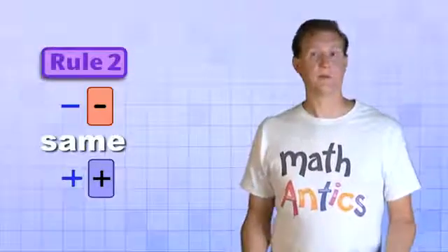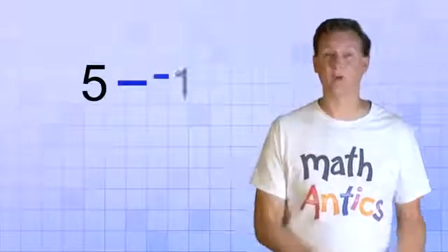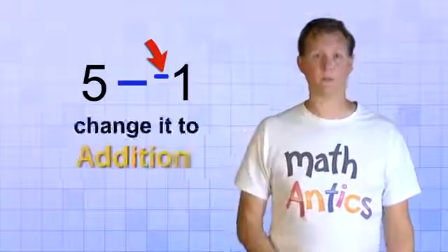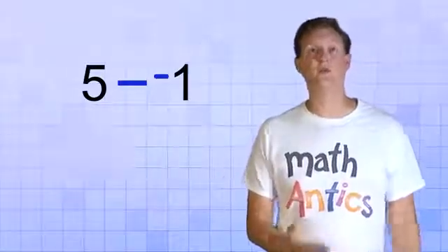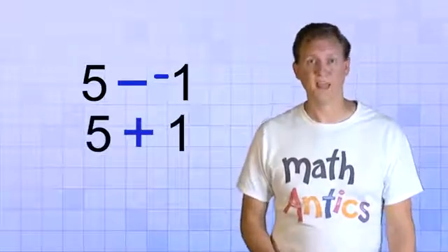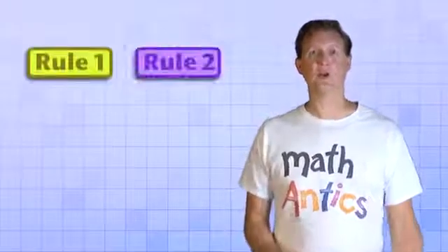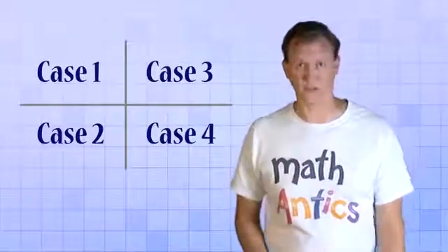When it comes to math, this rule means that if you have a problem like 5 minus negative 1, where you're subtracting a negative number, you can just change it to addition. Instead of 5 minus negative 1, you can just write 5 plus 1. And that's a problem you already know how to solve. All right, now that you know our two rules, I want to show you that there's really only 4 different types of problems, or 4 cases, when adding or subtracting integers.